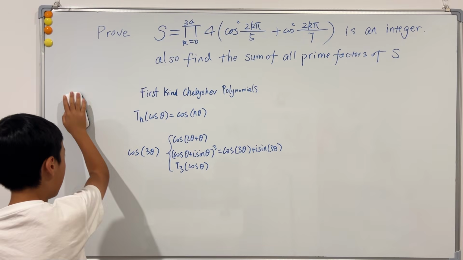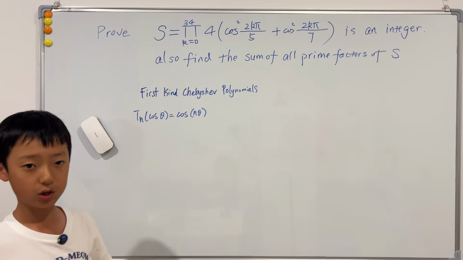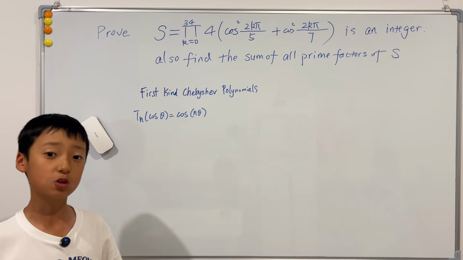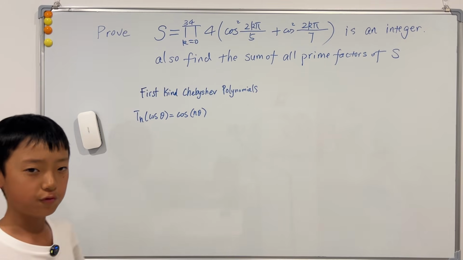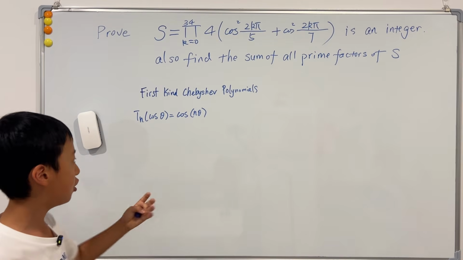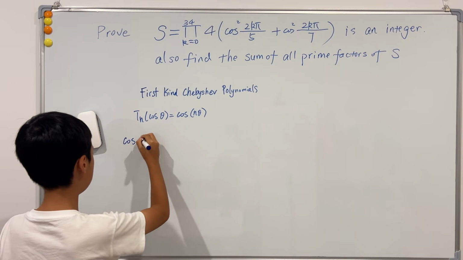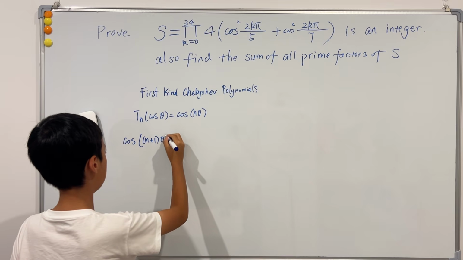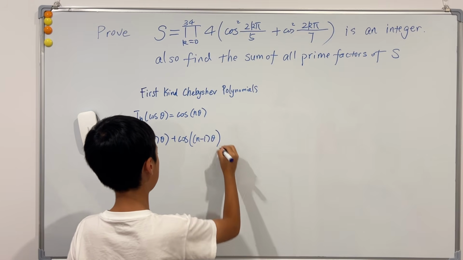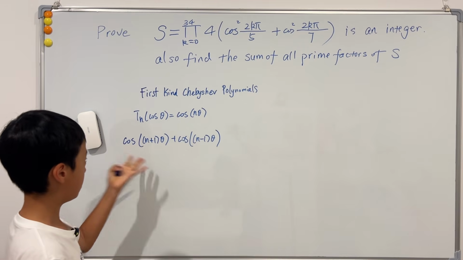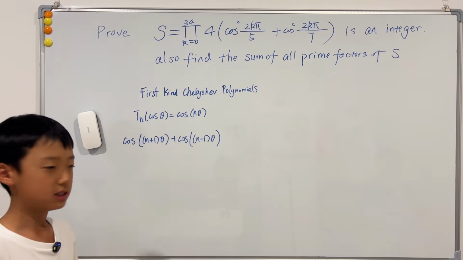Okay, so now I will start deriving the first kind Chebyshev polynomials recurrence formula, which makes it so easy to calculate cosine of n theta. I'll start off with this, and you might think that this has no relation to Chebyshev polynomials. I'll start off with cosine of n plus 1 theta adding cosine of n minus 1 theta. Now, I know what you're thinking. This has no relation to this. But now I will show you why it is related.